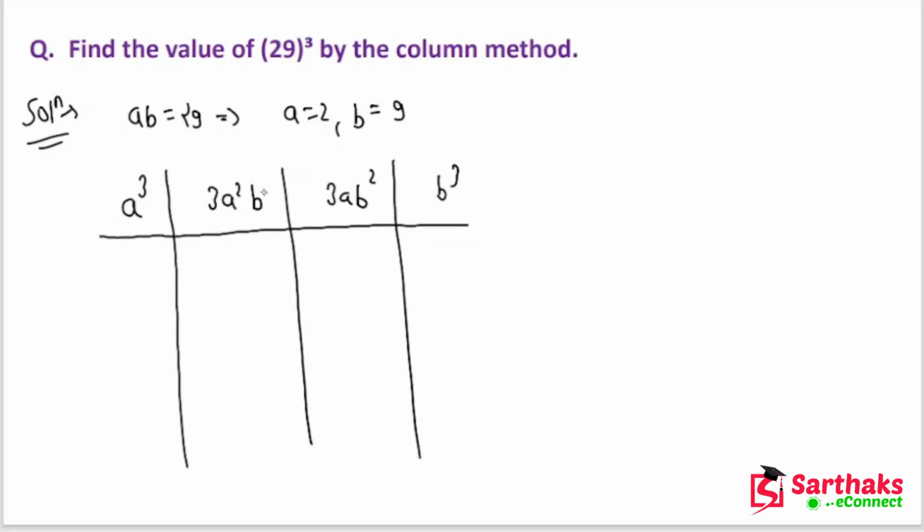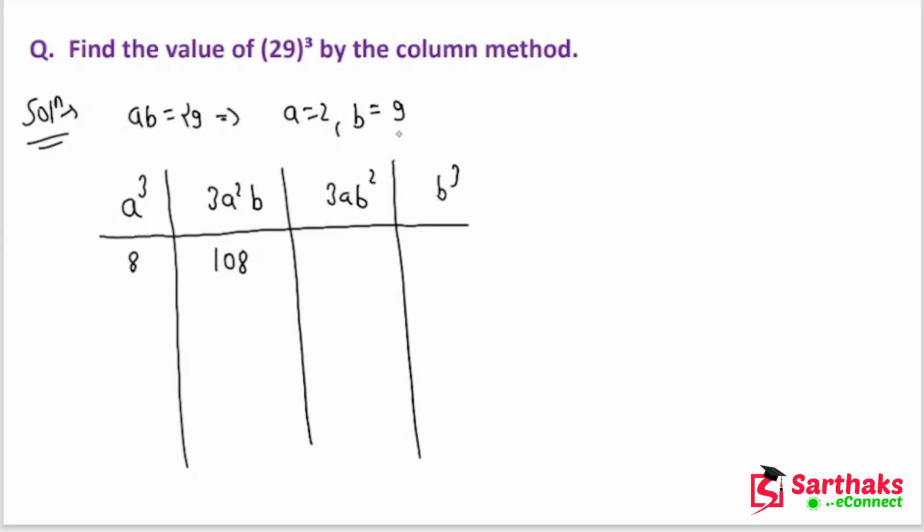Now let us find the cube. The first one says that A cube will be 8. This is 3A square B, right? So 3A square: A square would be 4, and 4 into 9 would be 36, and 36 into 3 would be 108, right? So it would be 108.